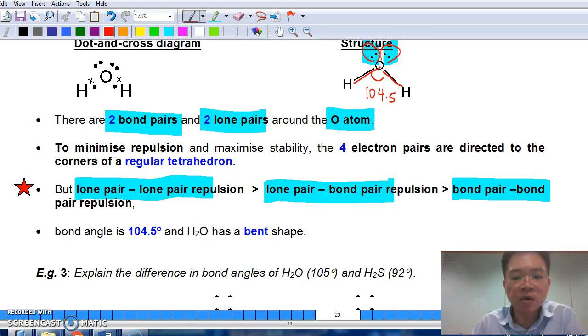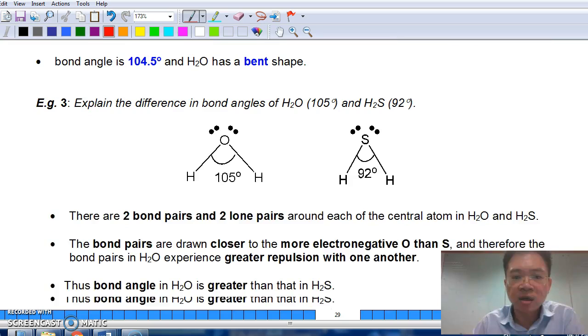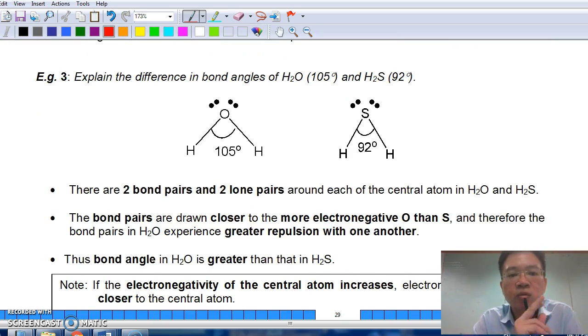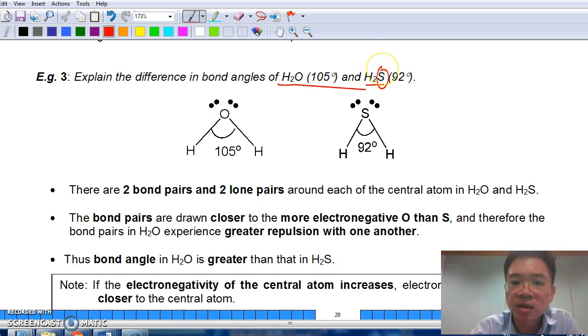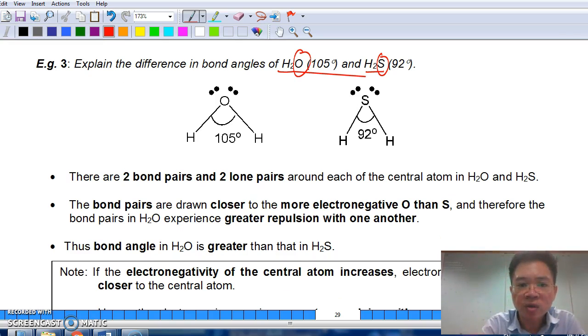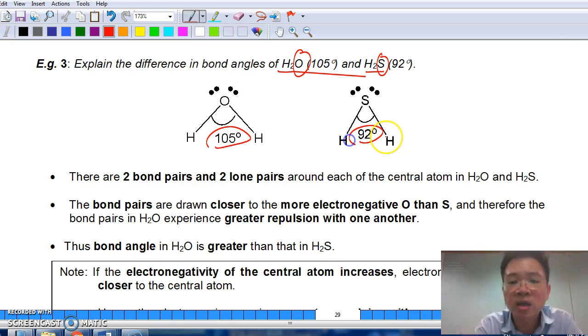Now I'm going to extend it to consider why two molecules of similar shape have different bond angles. These two molecules are your H2O and H2S. They have the same shape because sulfur and oxygen are in the same group, just that they are of different periods. As you can see here, the bond angles are different. In water it is 104.5 or 105. In H2S, the bond angle is much smaller, 92 degrees. Why do they have different bond angles?